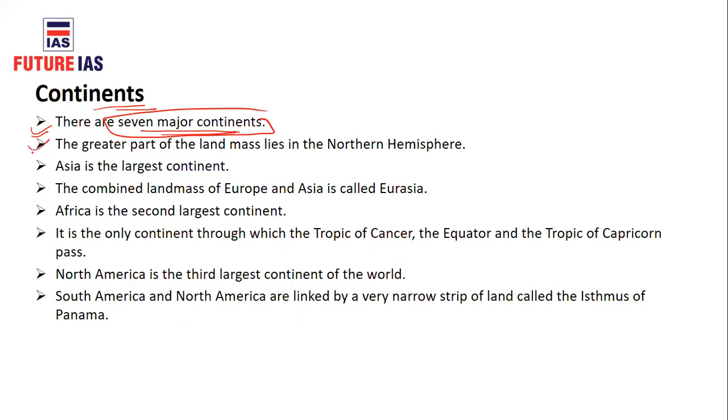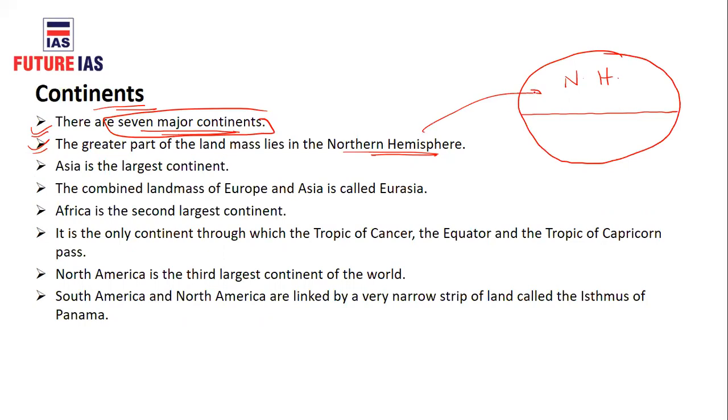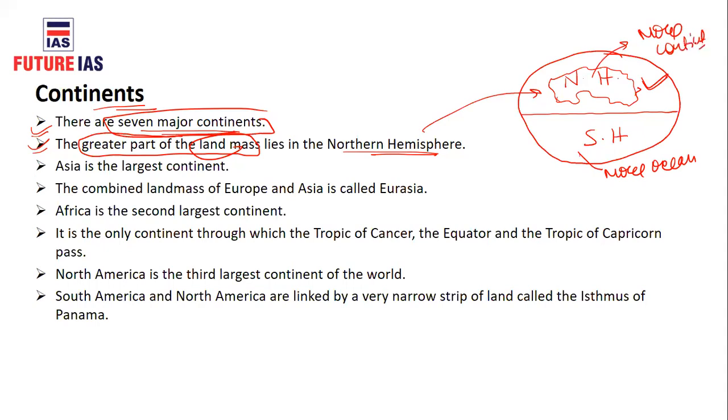Now, when you say the northern hemisphere, I already told you through the diagram that the equator divides the earth into two portions. The northern portion is called the northern hemisphere, and the southern portion is called the southern hemisphere. But when you see the world map, you will find that the greater part of the landmass lies in the northern hemisphere. That means the continental mass, consisting of the solid earth, is more in the northern hemisphere, and in the southern hemisphere, you will have more oceans. So this is something you must understand.